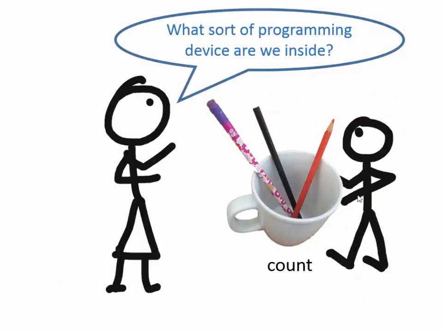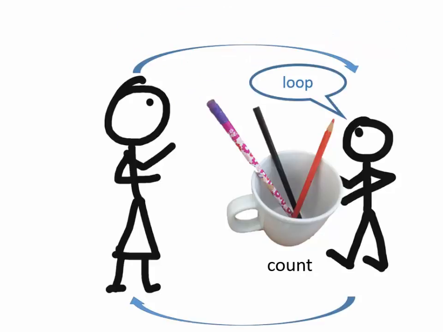You might also want to give the children one extra hint as to what might be useful. So just ask them, what sort of programming device are we inside? And I normally make circle movements between myself and the child just to help them think it through, because of course we're inside a loop.